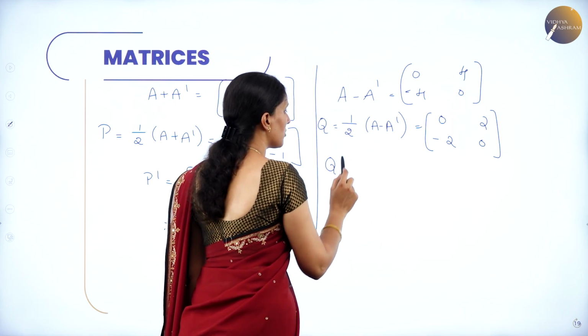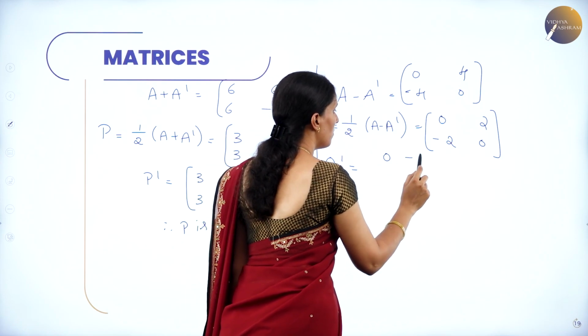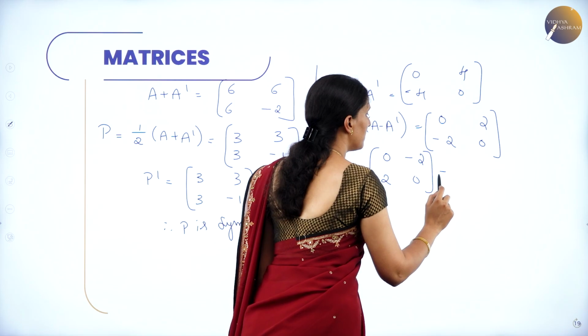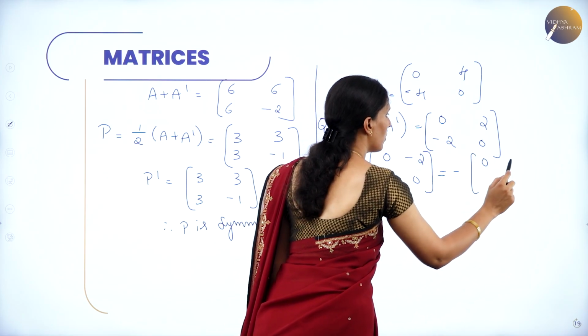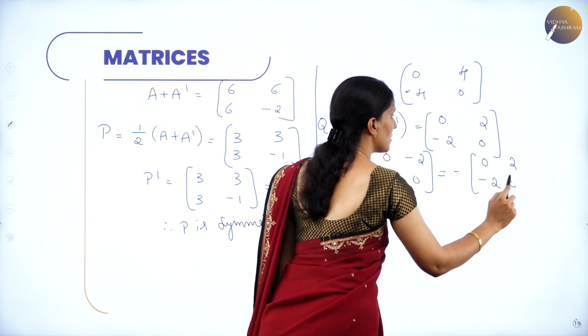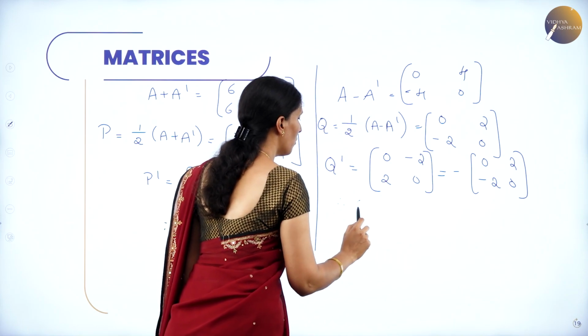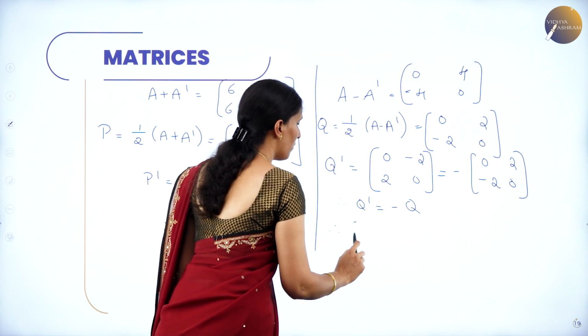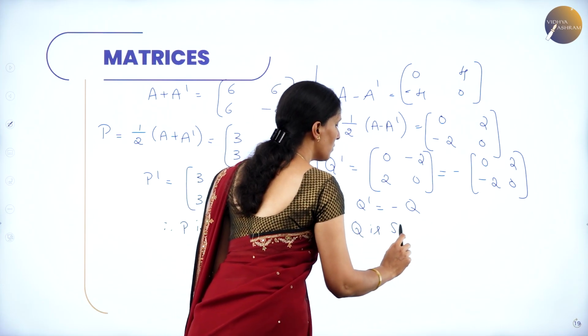Let me see Q dash. Q dash is 0, minus 2, 2, 0. Take minus outside here. Then it becomes 0, 2, minus 2, 0. So therefore, Q dash is equal to minus Q. So therefore, Q is skew symmetric.